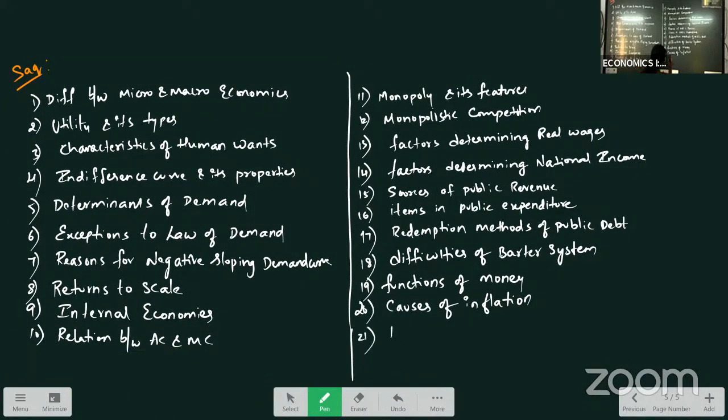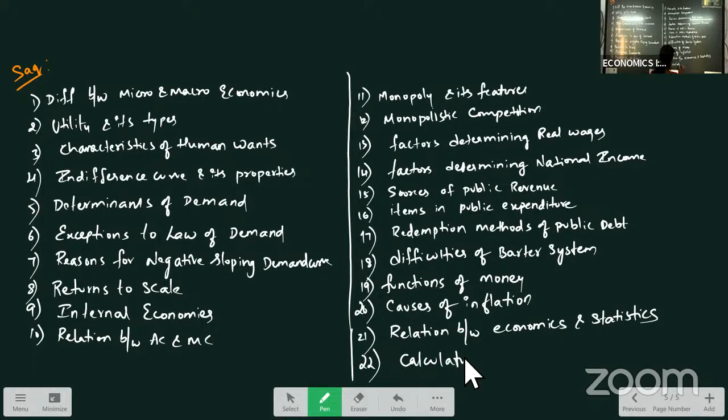Next, you will write relation between economics and statistics. And you have to prepare median, calculation of median. So only these questions, if you prepare, those who are writing improvement can score more marks. And those who are writing your supplementary, easily you can score above 50.